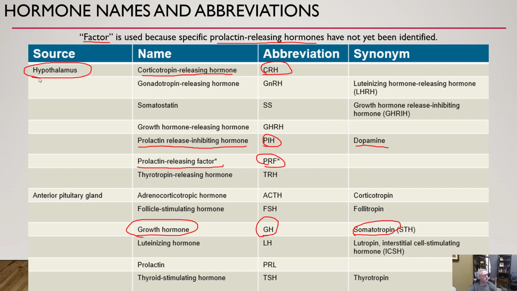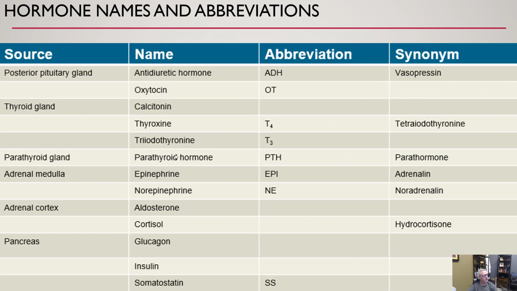Where they are. The source is going to be, these are going to be coming from the hypothalamus. These are going to be coming from the anterior pituitary. These are going to be coming from the posterior pituitary. These are your thyroid hormones, your parathyroid, adrenal medulla, adrenal cortex, and your pancreas hormones.